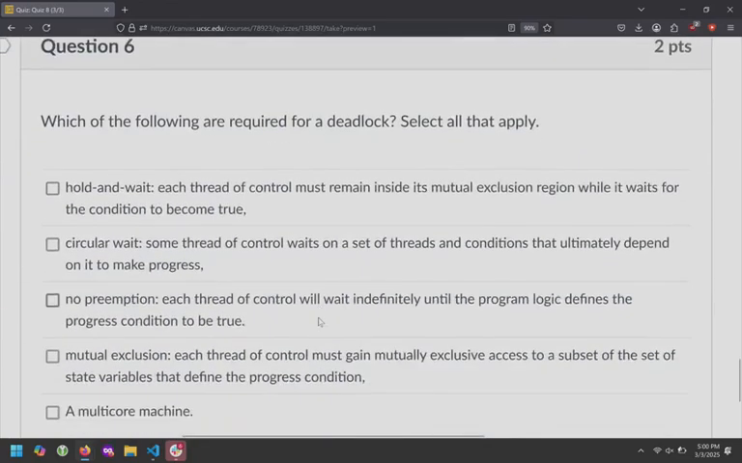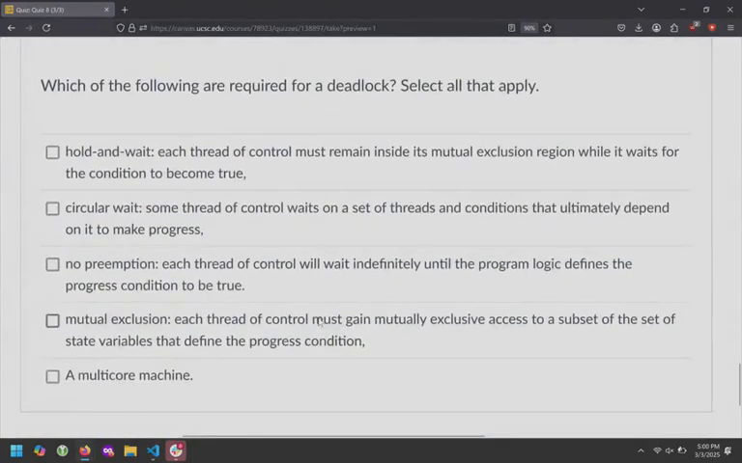Okay. Which of the following are required for a deadlock? Select all that apply. Is hold and wait required for a deadlock? It is. Is it possible to have a deadlock if you do not have hold and wait? It is not possible. Right. What about circular wait? The idea that two threads are circularly depending on one another. Yes, this is required.